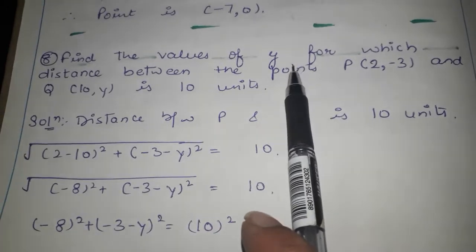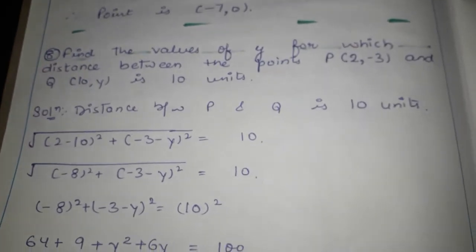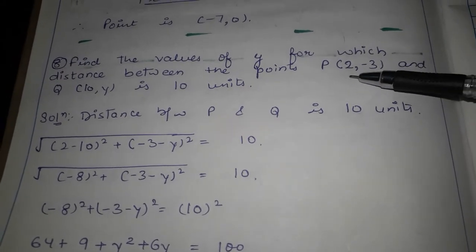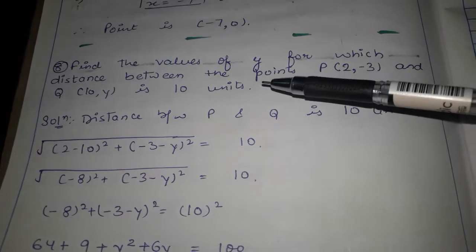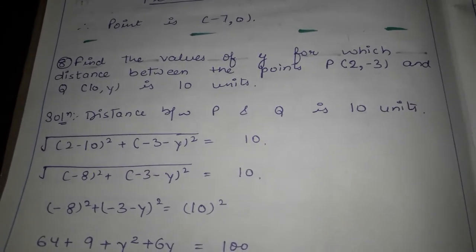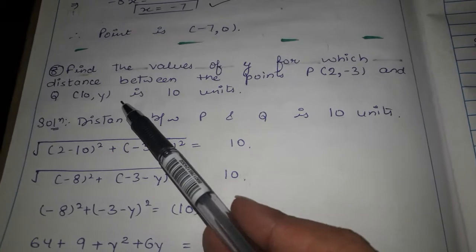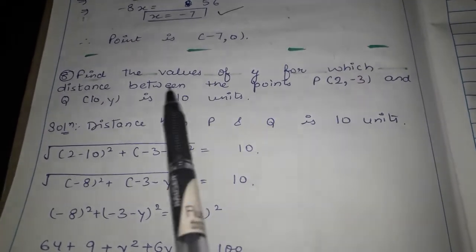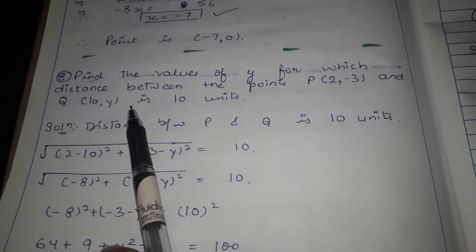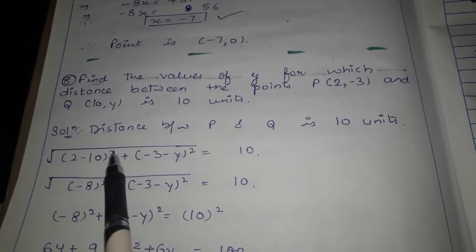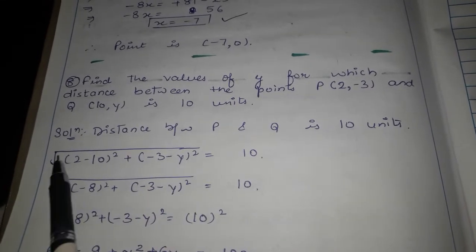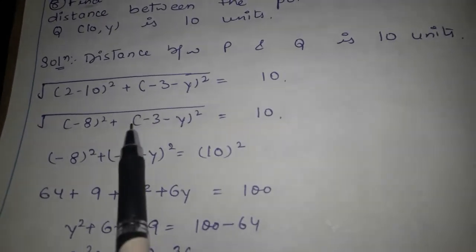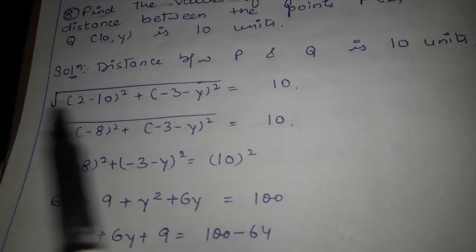Next question, the 8th question. Find the values of y for which the distance between the points P (2, -3) and Q (10, y) is 10 units. We have to find this y. Since the distance between P and Q is 10 units, we will apply the distance formula between these two points P and Q. The square root of (2 - 10) whole square plus (-3 - y) whole square should be equal to 10. It will be the square root of (-8) square plus (-3 - y) square is equal to 10.